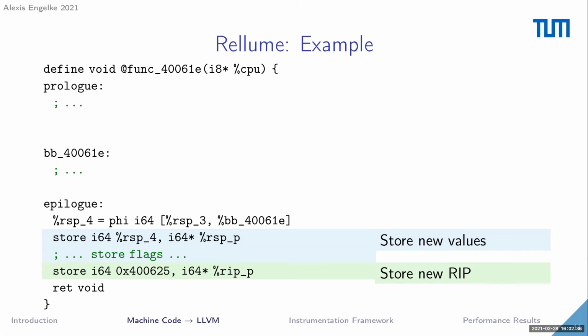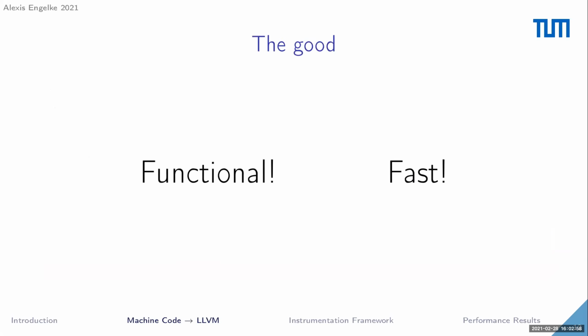So as you can see, we start lifting from a single instruction, and when we discover all the control flow we can reach from there with direct jumps, we map this control flow to LLVM, and once this function executes, it updates the CPU as if the real machine code would have been executed. All right. So the good part is this is functional and this is fast, and I'll go into more details when I get to the performance.